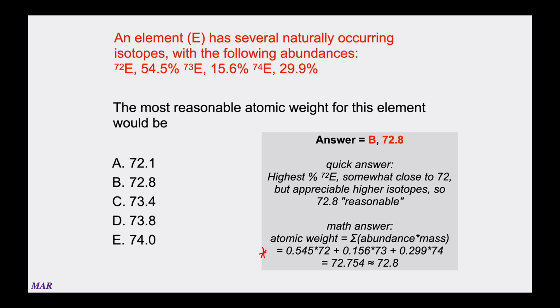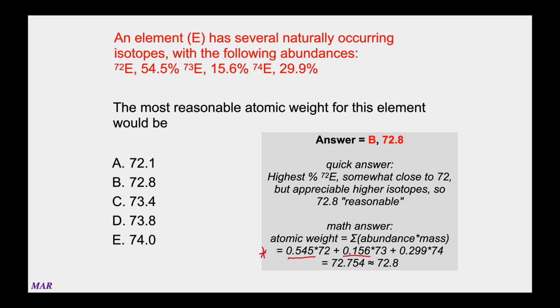Now, you can take the decimal version of those percentages. So 54.5 would become 0.545, and 15.6 would become 0.156. You take those decimal versions and you multiply them by their mass, all right? So 0.545 times 72, because that's the mass number of that isotope. And you do the same thing, 0.156 times the 73, the same thing, 0.299 times 74. Add those numbers together, and you end up getting to 3 sig fig 72.8, all right? So that's an alternative way to do that.